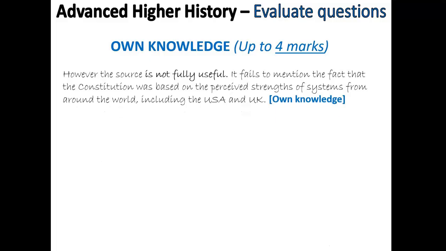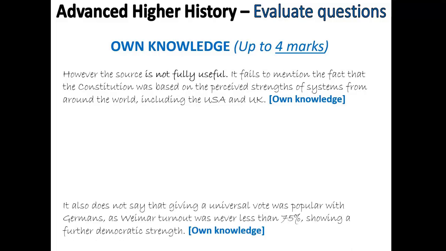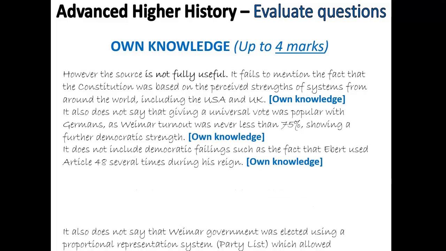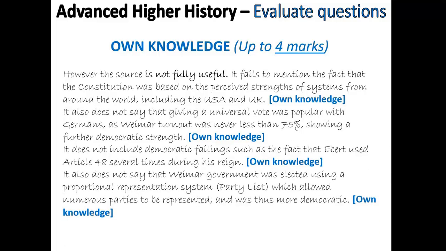Next we move on to talk about our own knowledge, giving up to 4 marks for facts which are not in the source but are relevant to the question. In this case, we simply identify, of course pointing out the source is not fully useful, giving 1, 2, 3, 4 relevant facts from our knowledge.